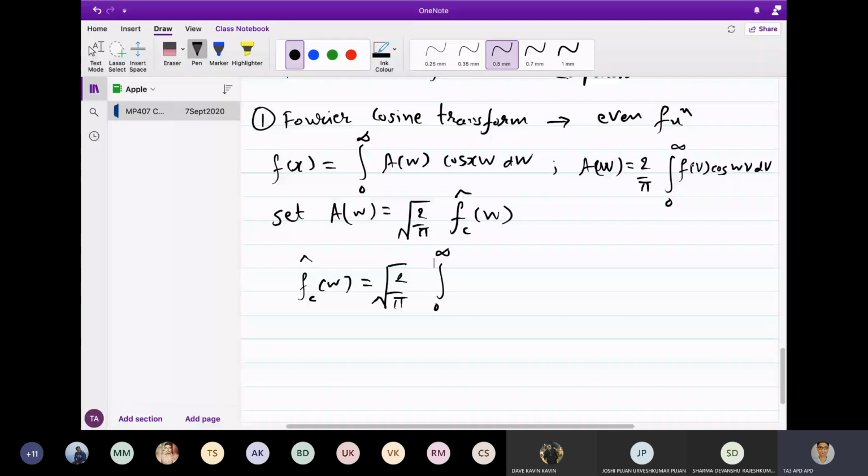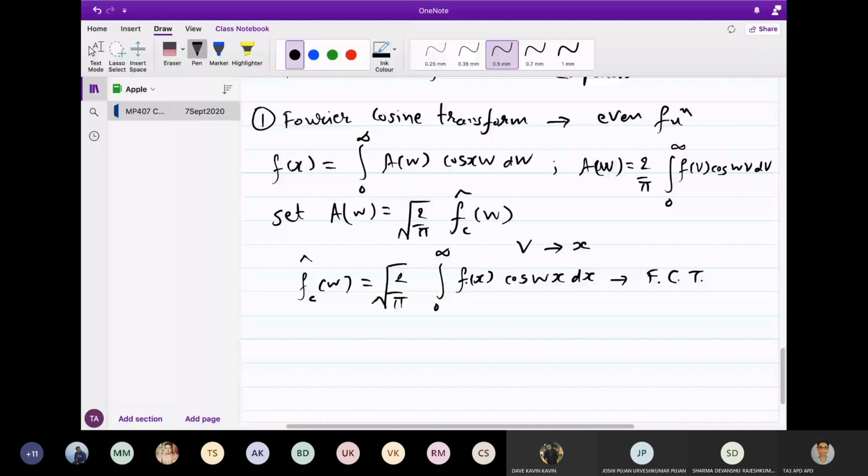Now in this integral, we are integrating with respect to v, but because we want to express the Fourier cosine transform for f of x, we will shift our integration parameter from v to x. So in this integral, we shift our parameter from v to x, so that should give you f of x cos wx dx. This is your Fourier cosine transform.